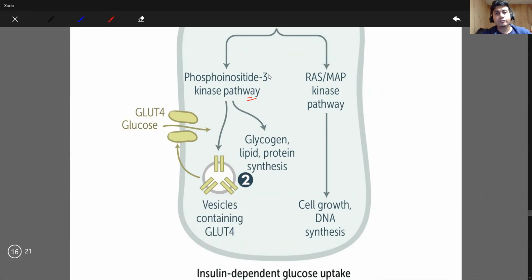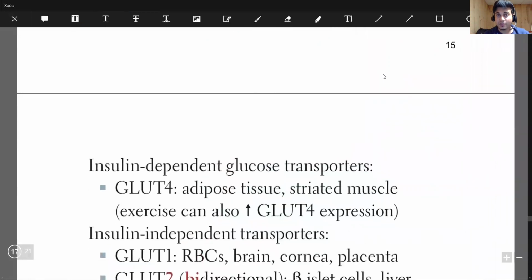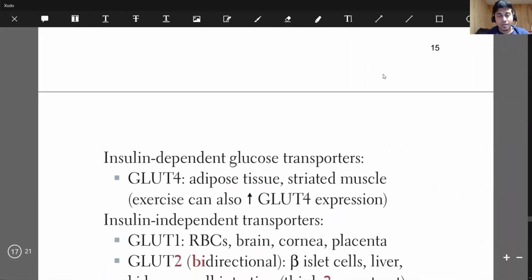There are other pathways of the insulin. It's an anabolic hormone, so it will help in cell growth and several other things. There is this RAS MAP kinase pathway. It's another cellular pathway through which the insulin leads to cell growth and DNA synthesis. Now, this is the simplest way to describe the insulin synthesis, regulation and the action of the insulin.